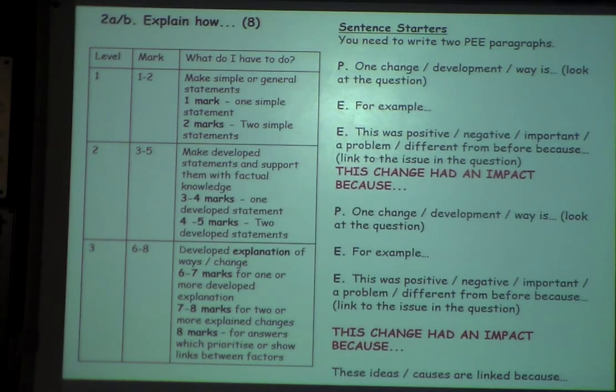So you decide which one you think you can answer the best. Again, you need 2 P paragraphs. So the wording is going to start explain how. So it's normally to do with a change. Explain how women were treated in Nazi Germany.